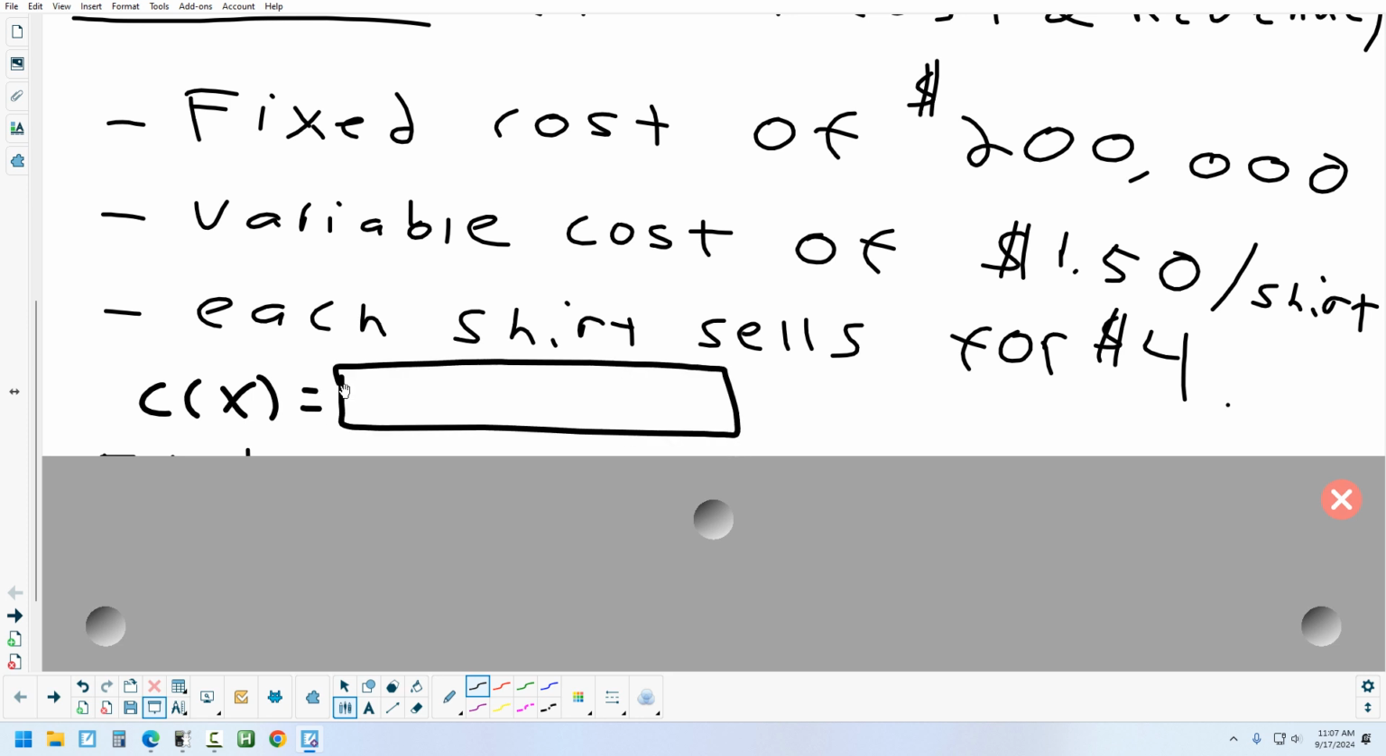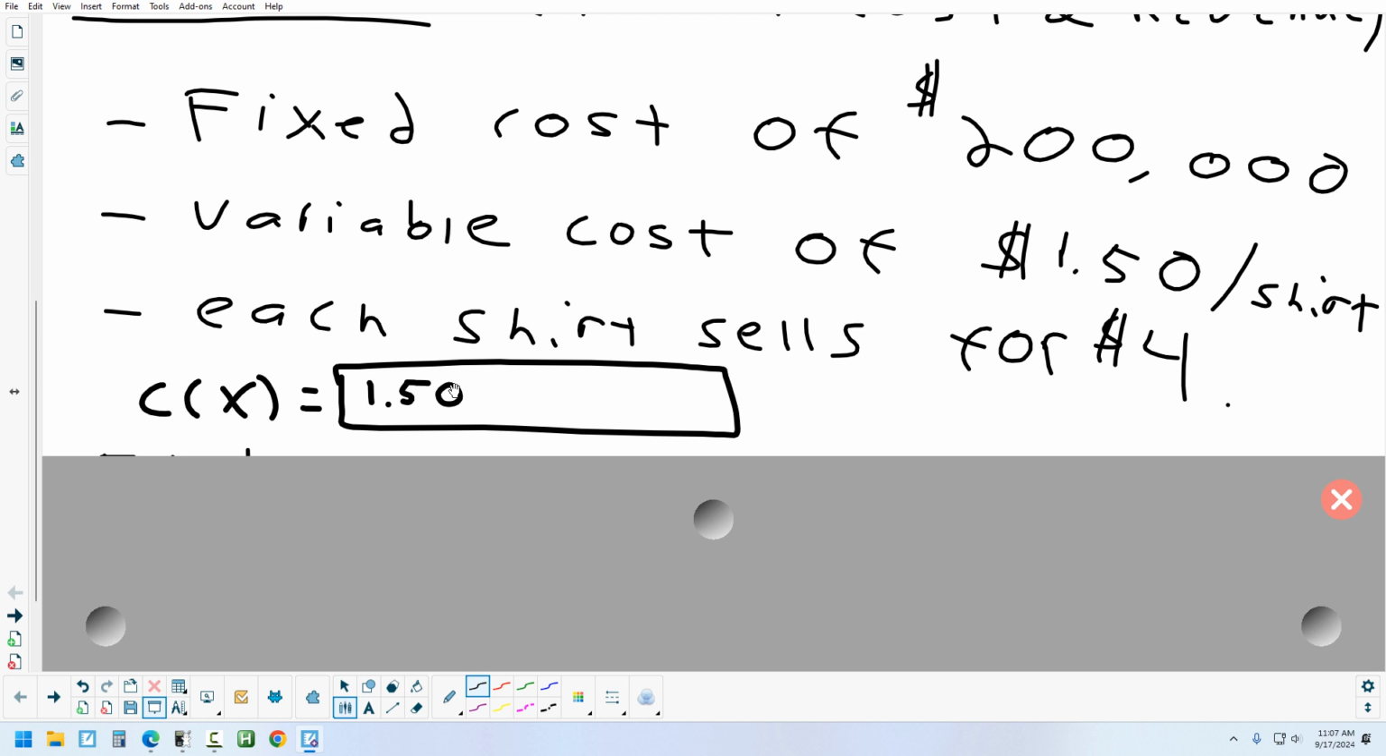What's one thing that this company has to pay for? Shirts? Yeah, they have to pay for shirts. How much do they pay per shirt? Can you give me an exact number that they pay per shirt? Is it $1.50? It's exactly. It's a variable cost of $1.50 per shirt. Since it's $1.50 per shirt, do we know how many shirts the company is going to make?